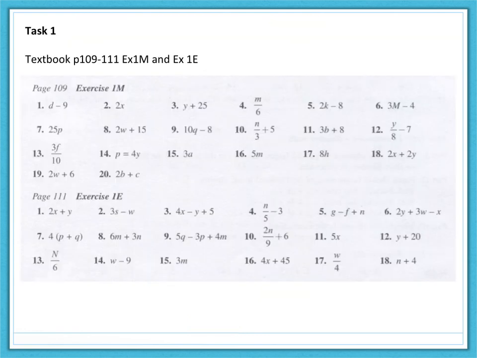You're now going to work through, from the textbook, page 109 to 111, exercise 1M, and when you finish that, exercise 1E. The answers are present for you to check your work. Make sure that you do the questions first and then check your answers. I would advise work through exercise 1M first of all, check the answers, and then do any corrections that you need to, highlight any questions for which you need help on, and then work through exercise 1E afterwards, and then check your answers for 1E. Make sure you complete any corrections and don't leave any questions uncorrected before the end of the lesson.